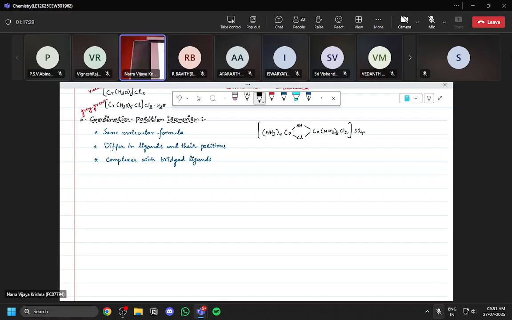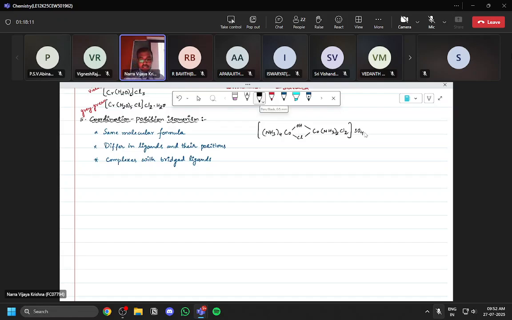And if both central atoms are different, then it is a polynuclear complex, right? Then it comes under coordination isomerism also. Now both central atoms are the same. It is also polynuclear, but both central atoms are the same. Now I call it coordination position, because here ammonia is connected to cobalt only, chlorine also connected to cobalt. Even if I exchange ligands, all ligands are connected to the same cobalt central atom, but their positions are changing. That's why it is called coordination position isomerism.